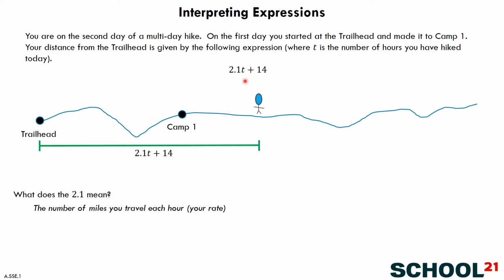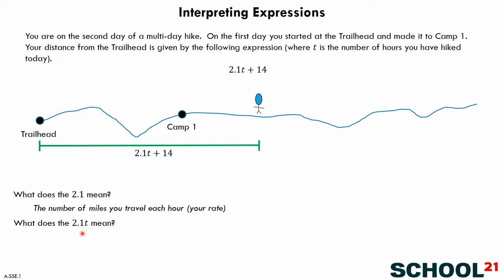Because it's okay. Usually the variable has something to do with time. And so any coefficient of that variable is going to be multiplying by time, and that's going to be telling you how much you're going per each unit of time. So that'll be your rate. Okay, let's ask ourselves another question here.